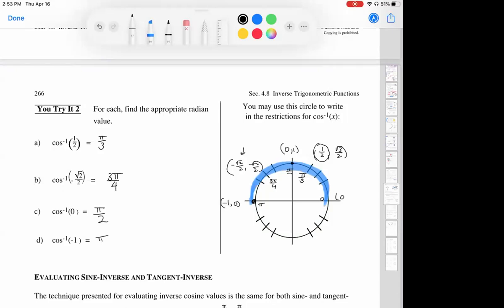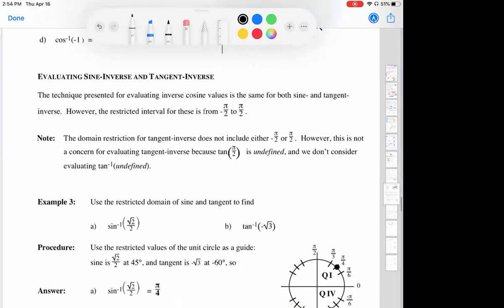All right, so this is pretty much your section. We're gonna go through the same process for sine and tangent, but sine and tangent have different arguments. They go from negative pi over 2 to pi over 2. Evaluating sine inverse and tangent inverse.